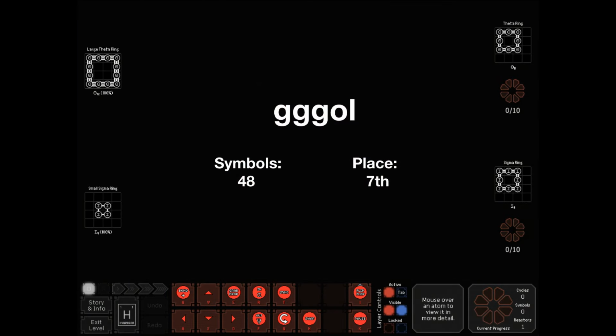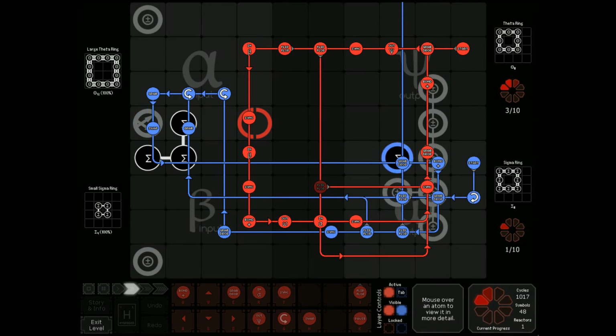Gigagol again uses the blue Waldo to do most of the heavy lifting, using a pair of flip-flops to count atoms for half of the output rings, while the red Waldo counts using sinks to input, output, and to move the rings between each of the output areas.